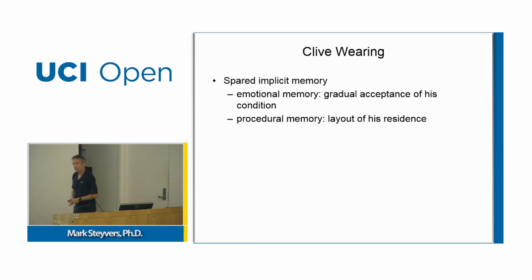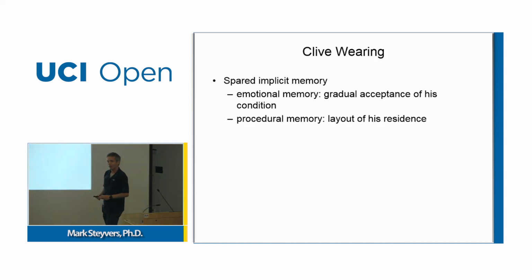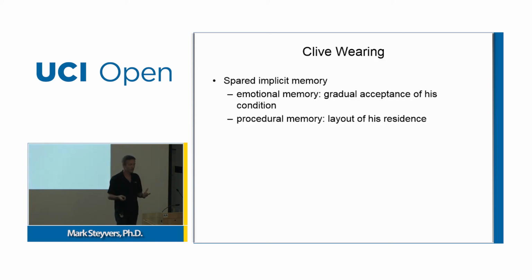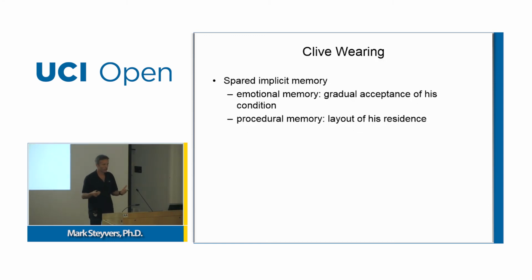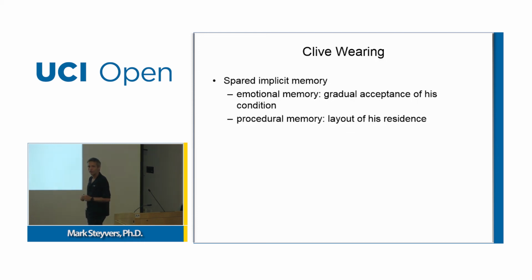So, Clive is learning some things. And all of that goes through his implicit memory system. He did become aware of his situation, his condition. He gradually accepted that there is this big void in his memory. He also became aware of the layout of his house.